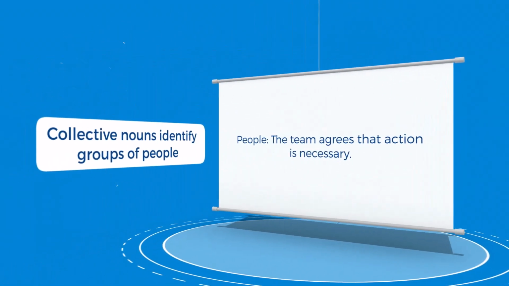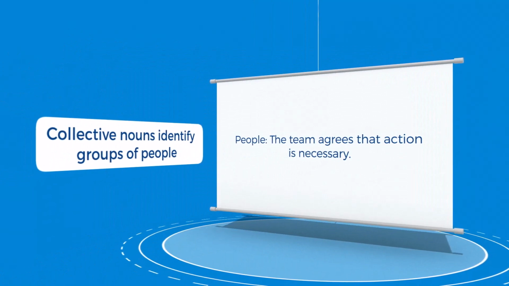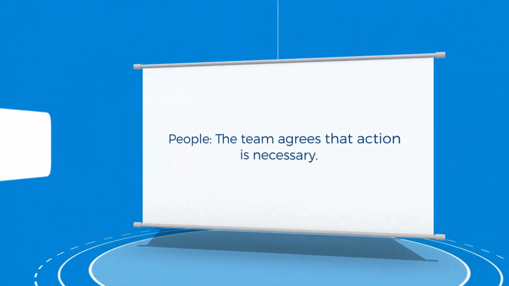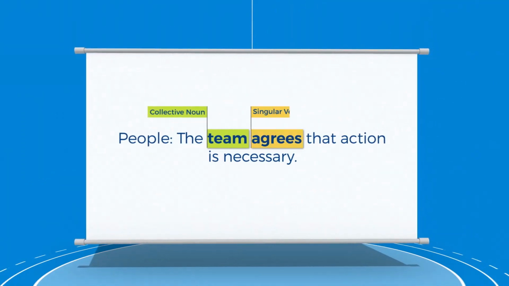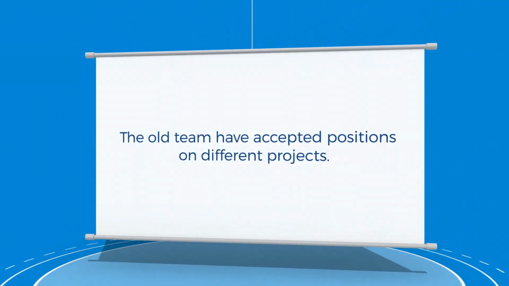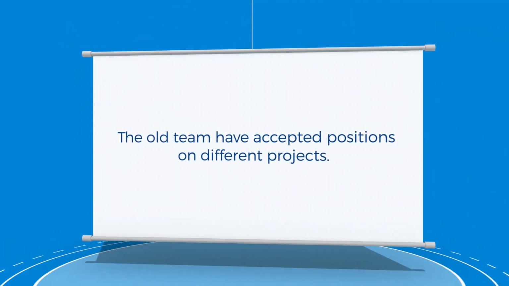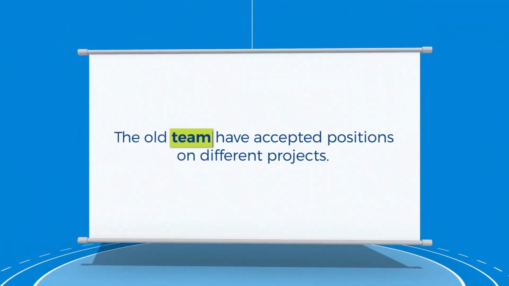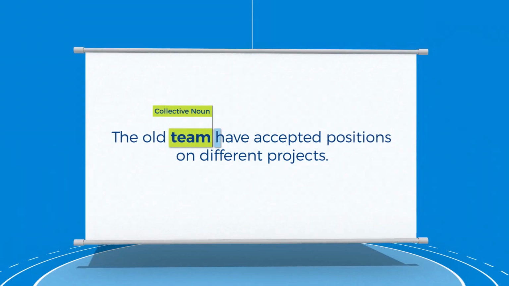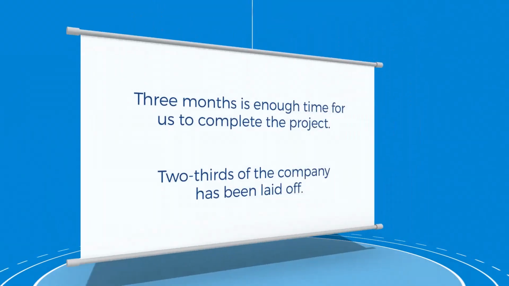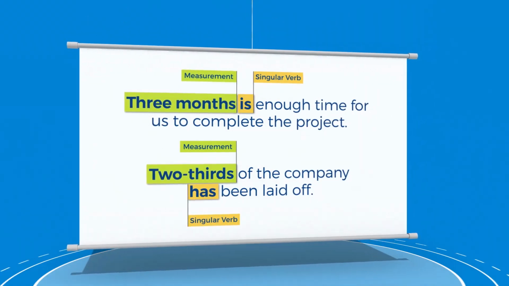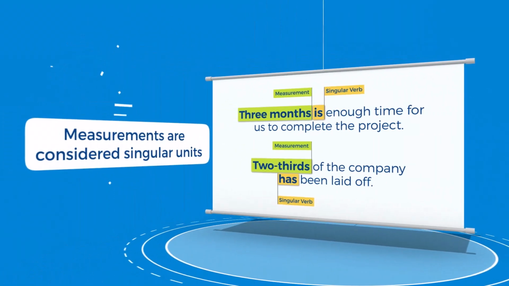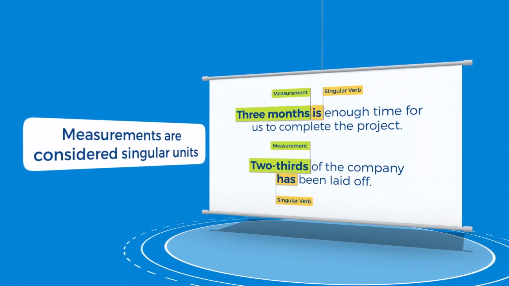Collective nouns identify groups of people, like team or board of trustees. These are usually considered single entities, and so agree with singular verbs. However, if the focus is on members of a group acting as individuals, a collective noun can sometimes take a plural verb. Another area that causes confusion is measurements ending in s. Although measurements may identify multiple units, they're considered singular.